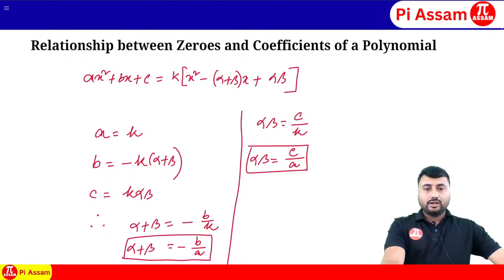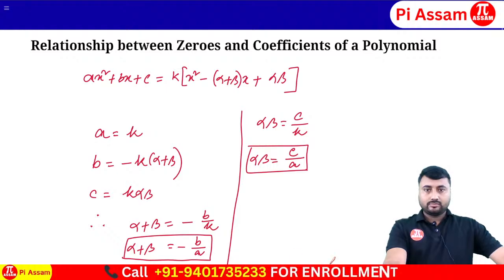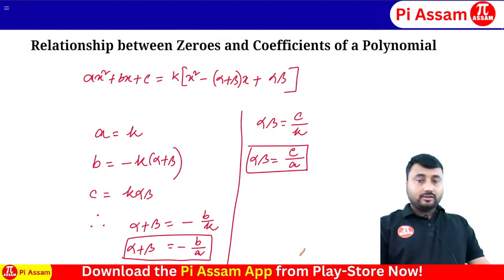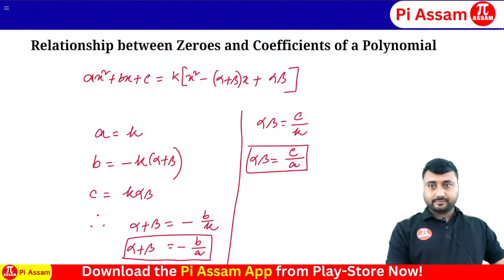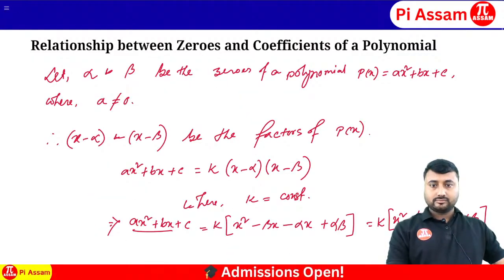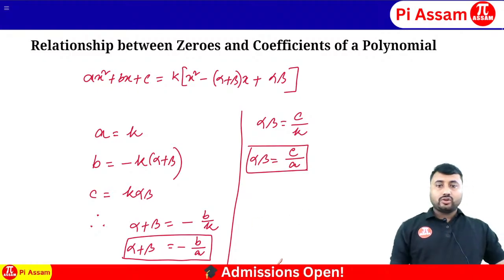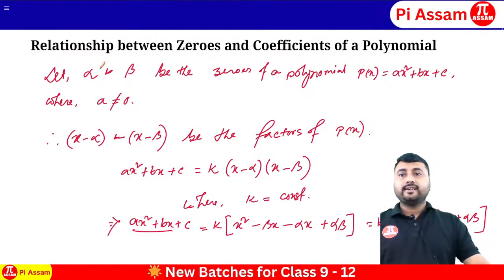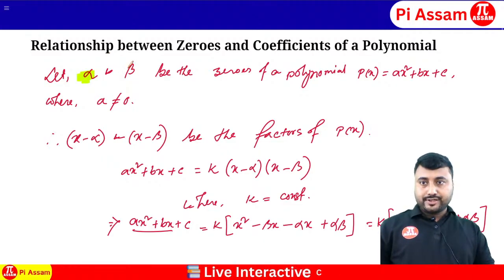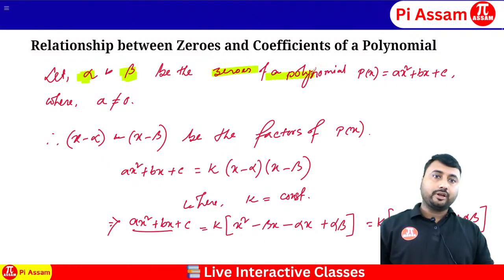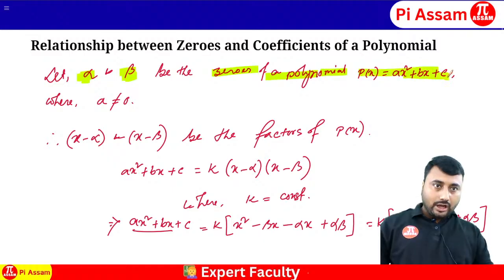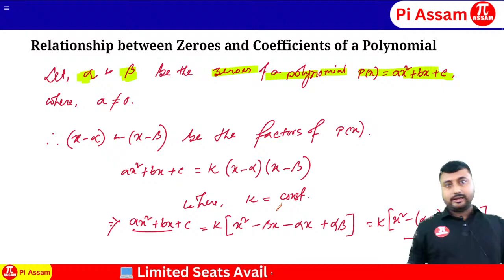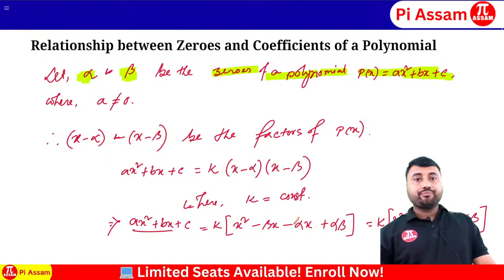Okay. So we'll repeat again. So let's see. We consider alpha and beta zeros of the polynomial. So what is a zero? We already discussed this. A zero is the value of x where p(x) will be 0.